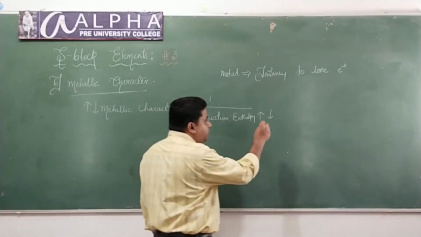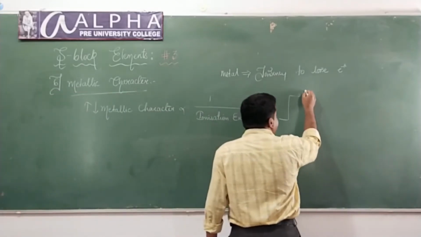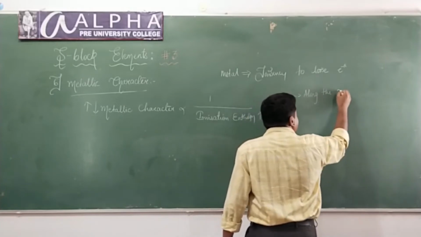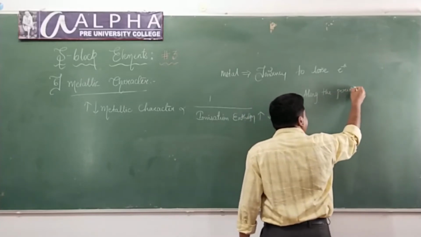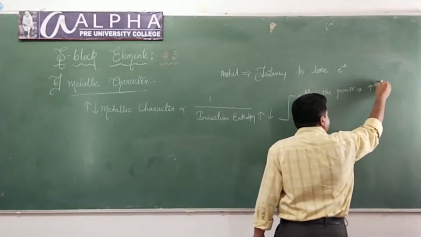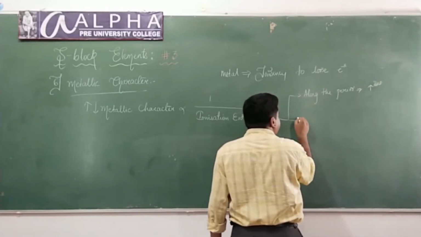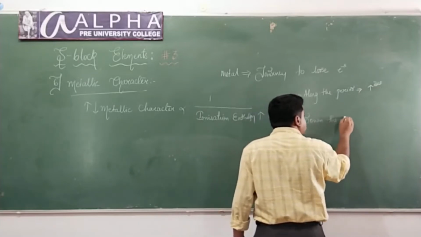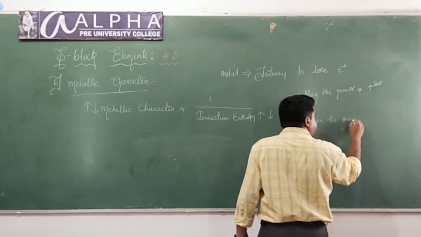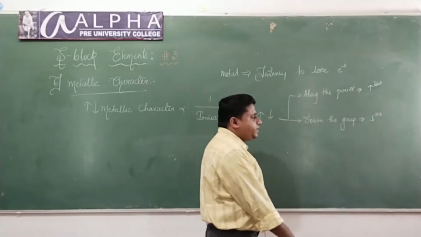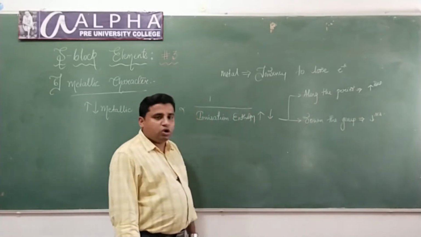Now, what happens to ionization enthalpy along the period and down the group? We have learned this already. Along the period, ionization enthalpy increases, whereas down the group, ionization enthalpy decreases. Say yes or no.